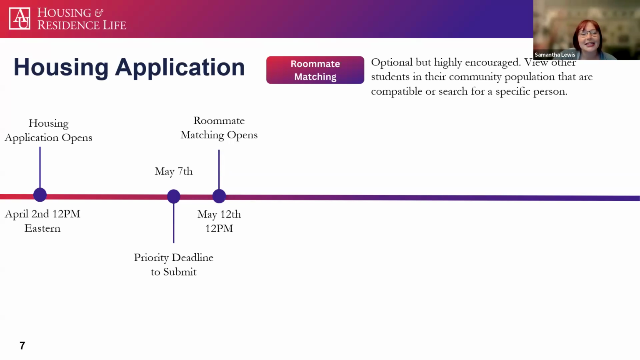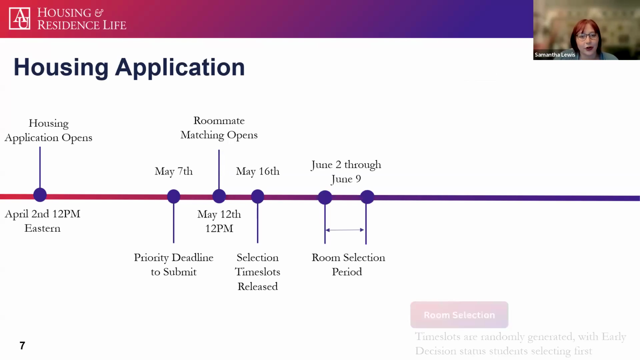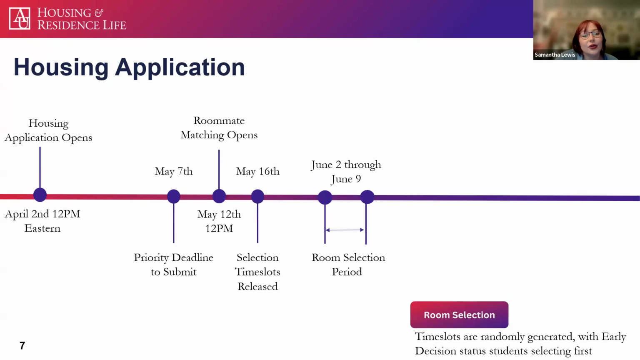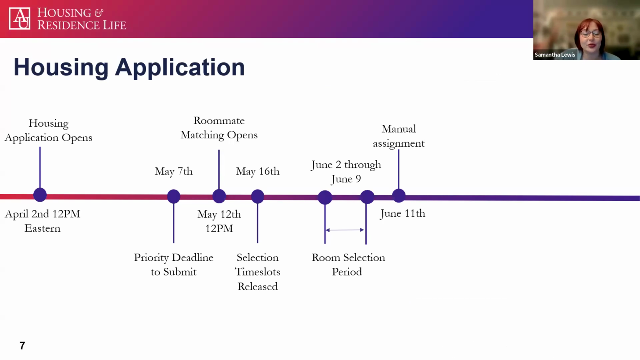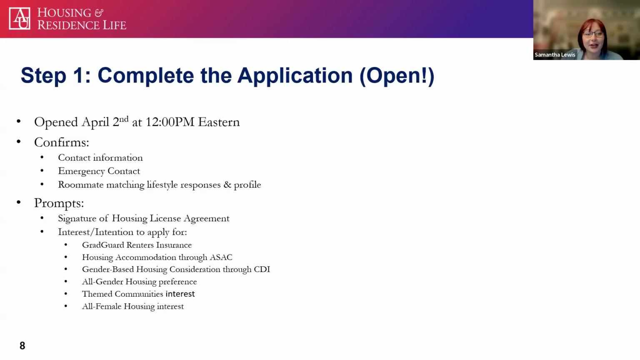And then the following date is May 16th, when your selection time slots will be released in your housing portal. Then June 2nd through June 9th will be the room selection period, where you select the actual room. After June 11th, we'll start doing our manual assignments. Then up until June 18th, you'll have the ability to self-swap and move around the residence halls depending on your community. And June 20th is when you'll get your move-in time slots for when you'll be moving in late August. And that will be your move to AU.